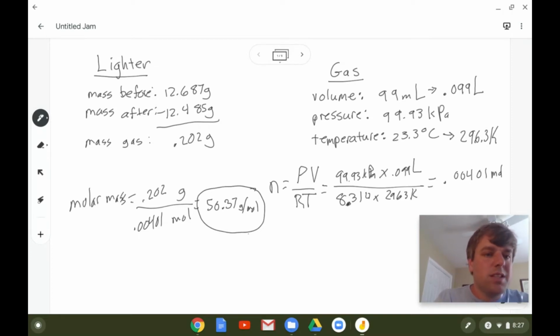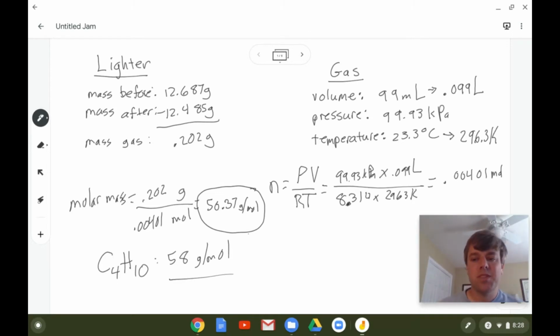Now, the problem with this is if you do a very simple Google search, you'll find that butane, which is the gas that was in the lighter, is C4H10. And butane has a molar mass of approximately 58 grams per mole.